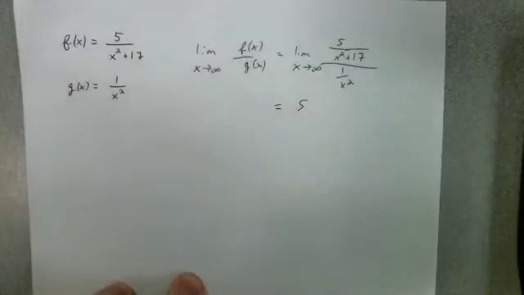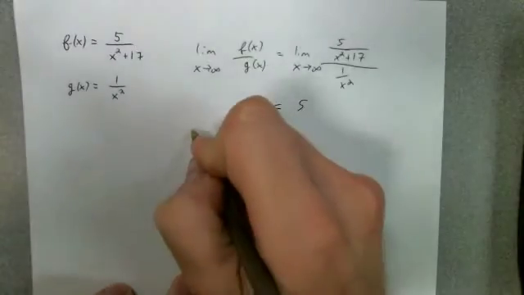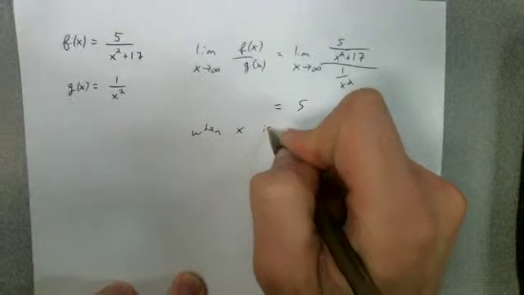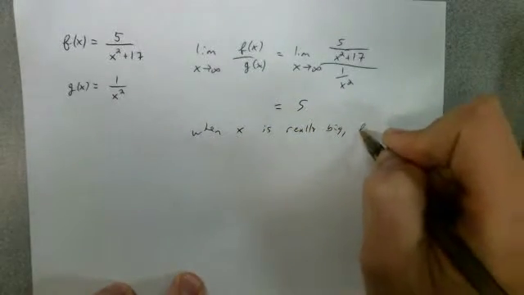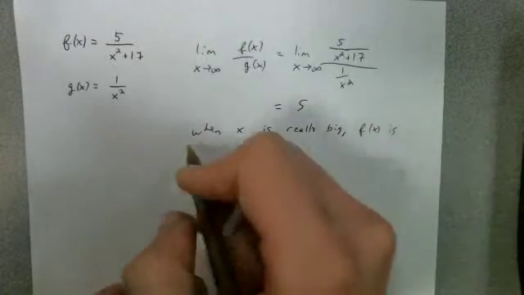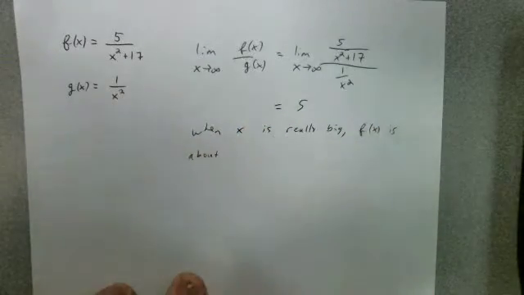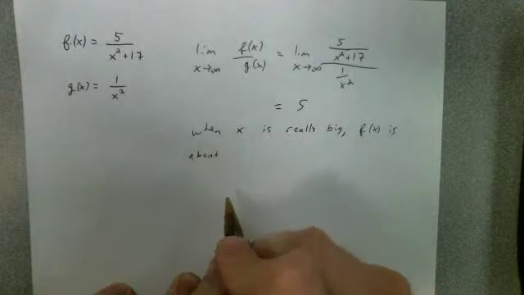That limit is 5. So what that is telling us is when x is really big, f of x is about 5 times as big as g of x.